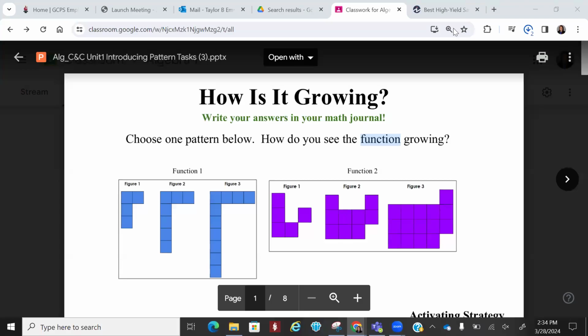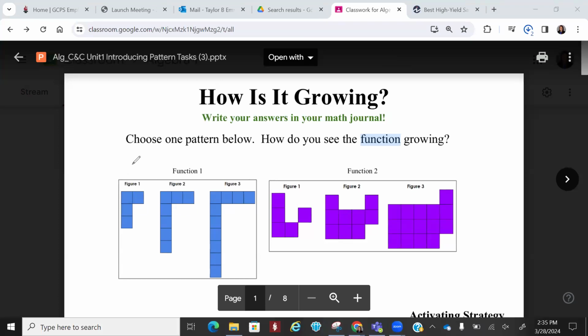So what you do is choose one pattern below, and how do you see the function growing? So how is it going up by? So which function do you want to go with? One. Right, so function one. All right, now how is that increasing from figure one to figure two to figure three?